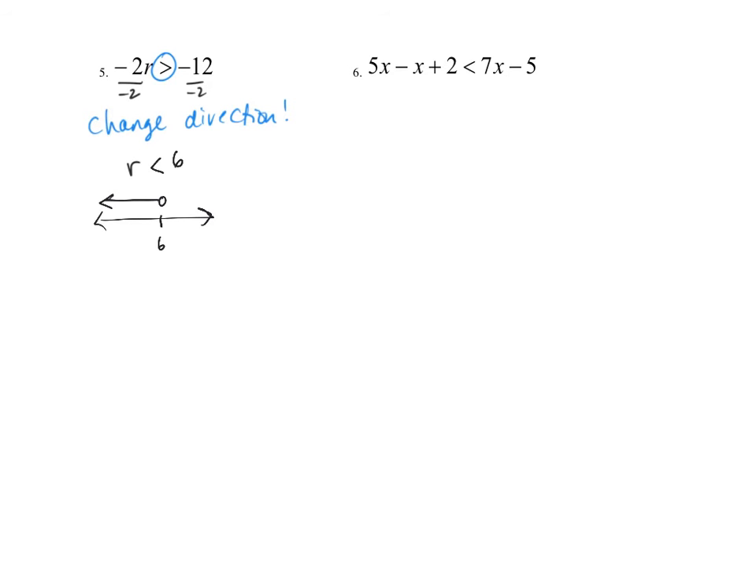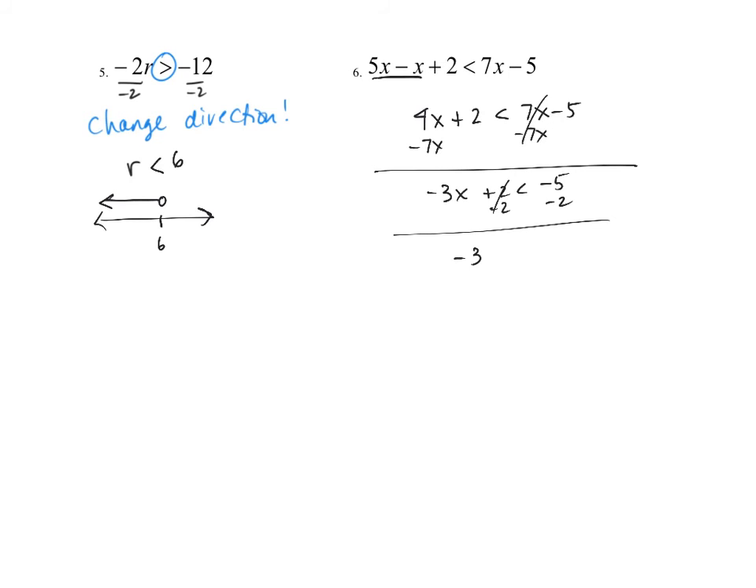Okay, next on this one, let's go ahead and simplify 5x minus x. That would be 4x plus 2 is less than 7x minus 5. And then I'm going to get all my x's on one side. So I can subtract, that's fine. That doesn't change the direction. Let's see, we get -3x plus 2 is less than -5. Get all our numbers on the other side. I'm going to subtract 2. So I get -3x is less than -7.